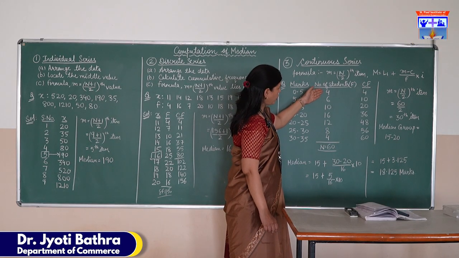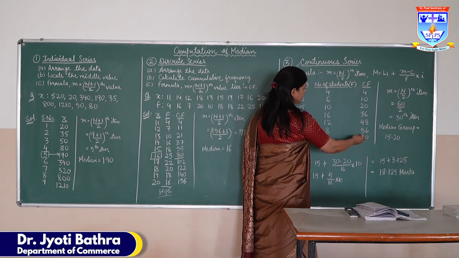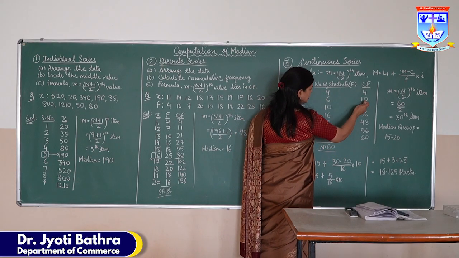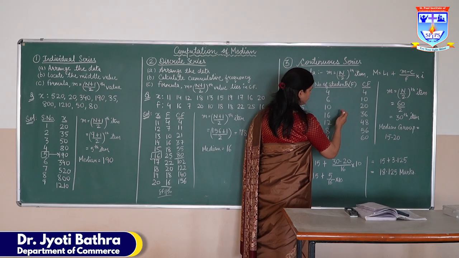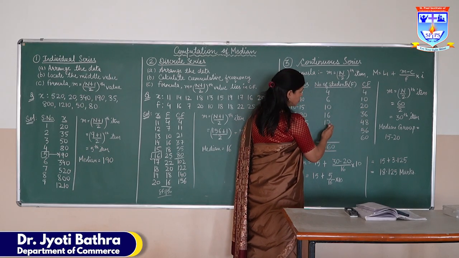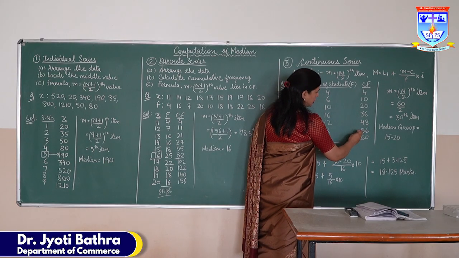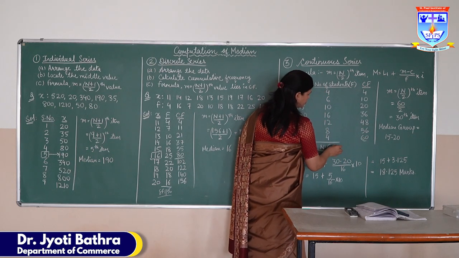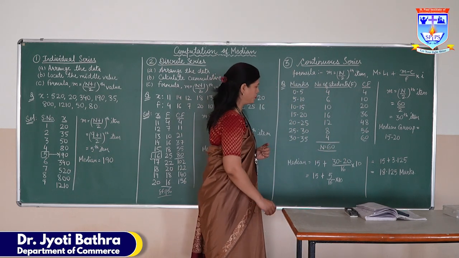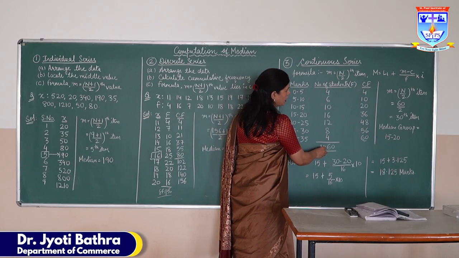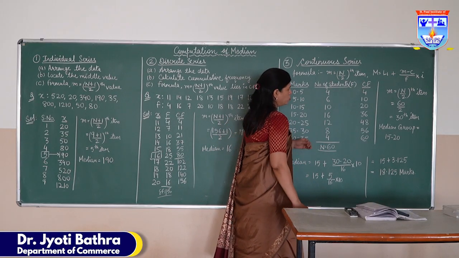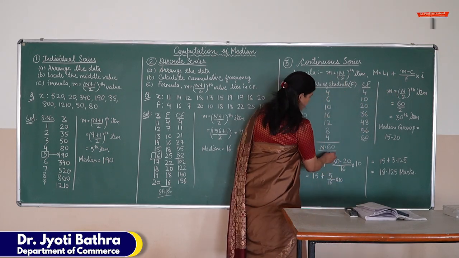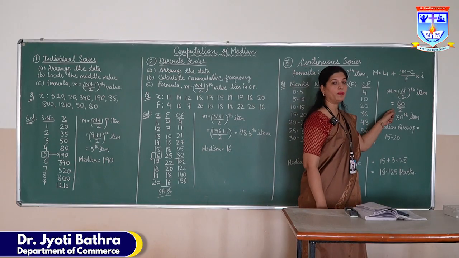In this you have to prepare the cumulative frequency, just like in the discrete series. 4 comes 4, then 4 plus 6 is 10, 10 plus 10 is 20, 20 plus 16 is 36, 36 plus 12 is 48, 48 plus 8 is 56, 56 plus 4 is 60. The last figure and the total of frequency should be the same. This also represents the n or sigma f. So small m comes this way: n divided by 2, where n is 60, divided by 2.